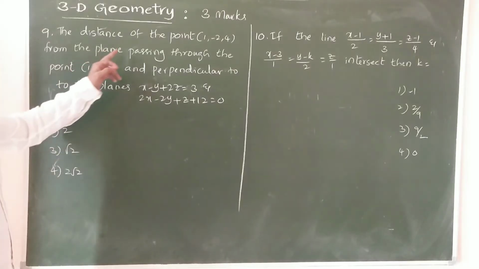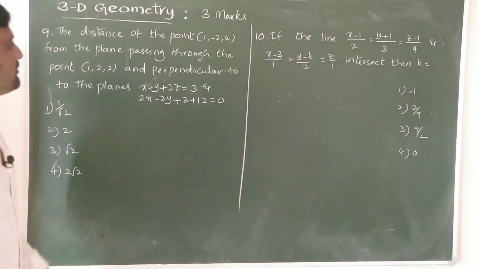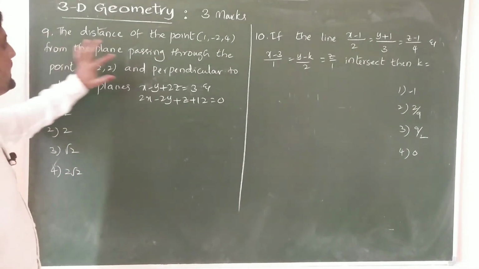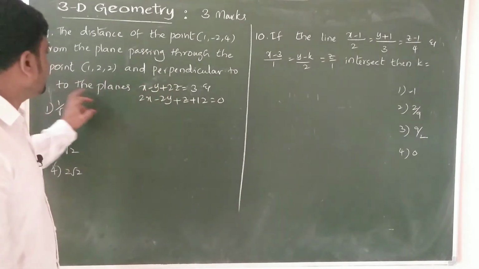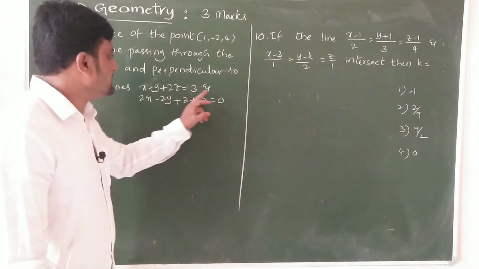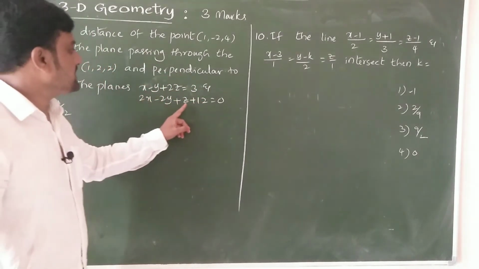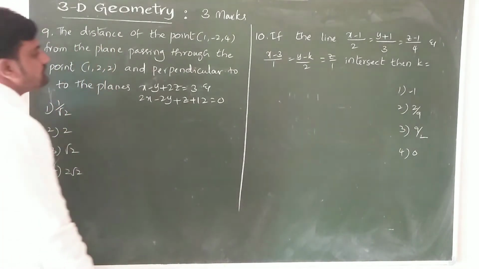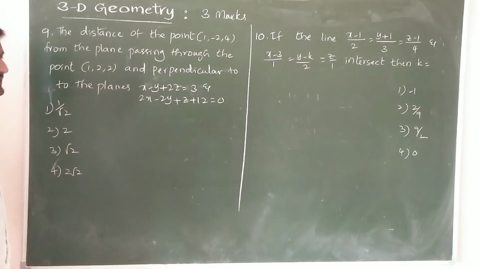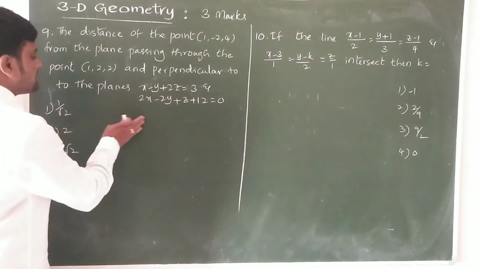Okay. The distance of the point (1, -2) from the plane passing through the point (1, 2, 2) and perpendicular to the planes x minus y plus 2z equals 3, and 2x minus 2y plus z plus 2 equals 0, is what? Okay. Actually we need the equation of the plane. How to find the equation of the plane?